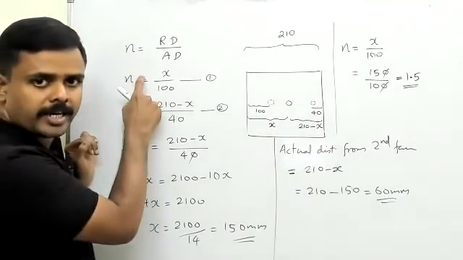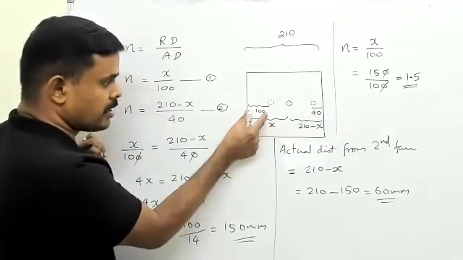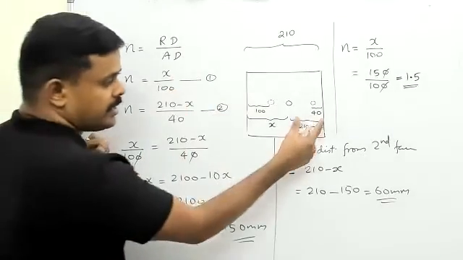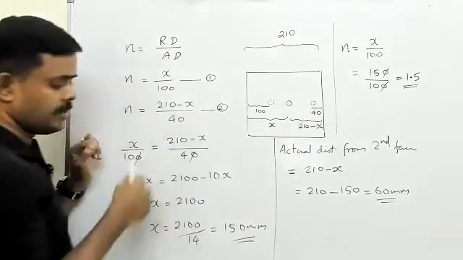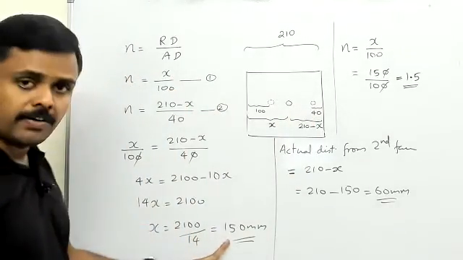N is real depth by apparent depth. Real depth is x, apparent depth is 100, so x by 100. From the other side, real depth is 210 minus x, apparent depth is 40. So equate them, solve it, you get 150 millimeters.